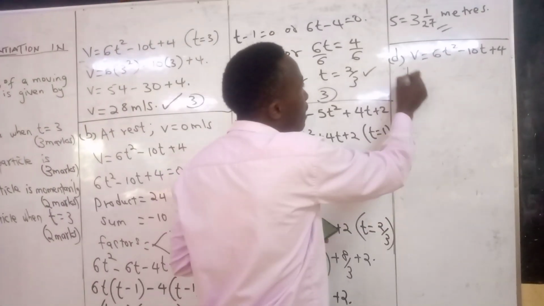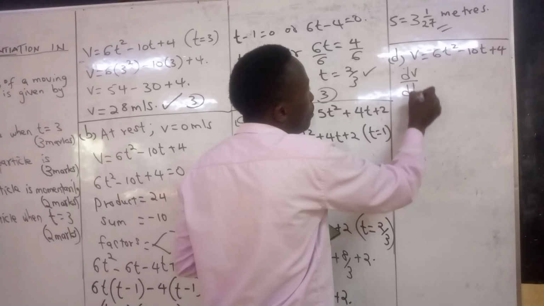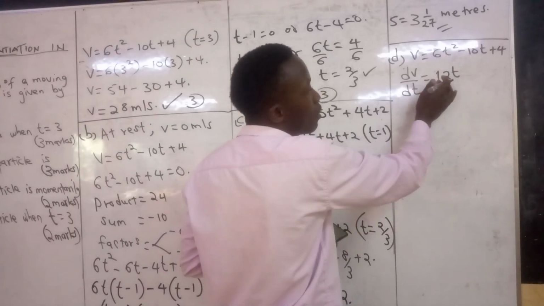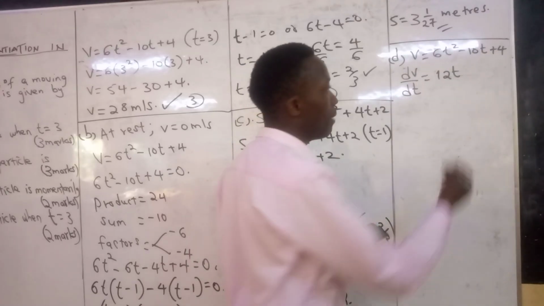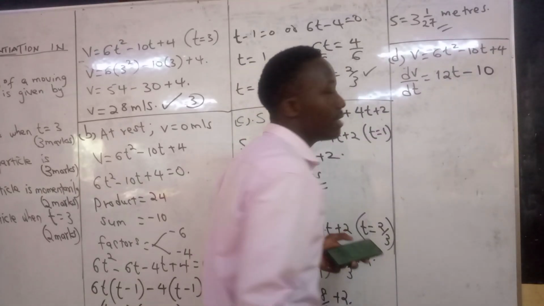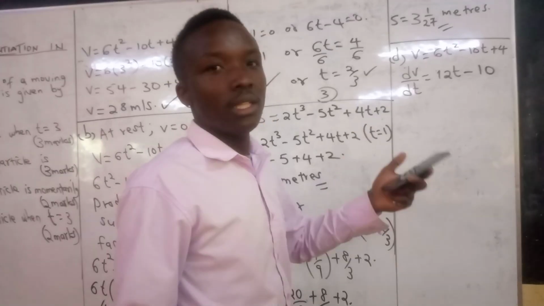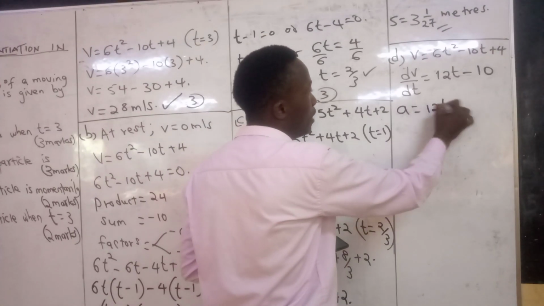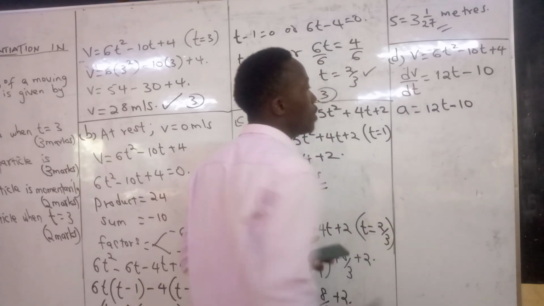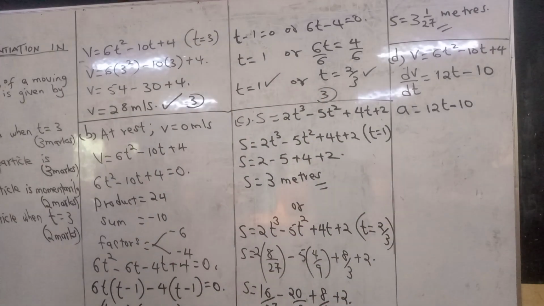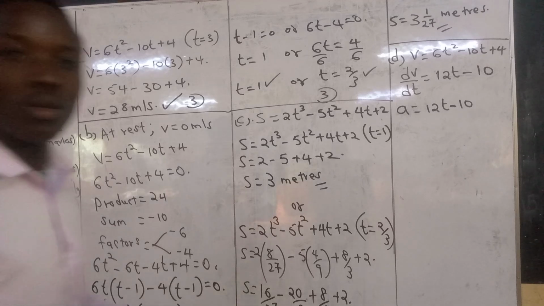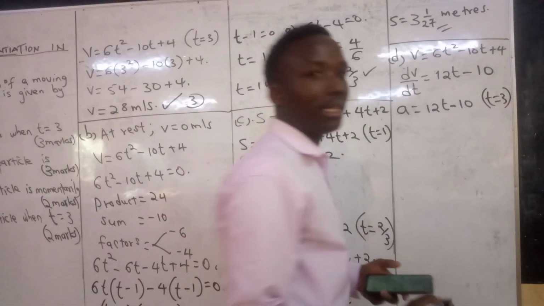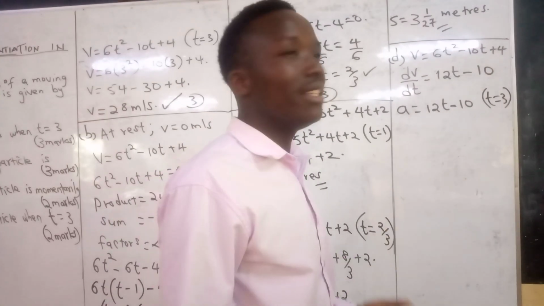And when we differentiate v with respect to t, we get 12t. 2 times 6 is 12, then the power of t reduces by 1, minus 10. So that is the equation, 12t minus 10. So our A is equal to 12t minus 10. And now the question is saying determine the acceleration of the particle when t is equal to 3. We determine the acceleration when t is equal to 3.